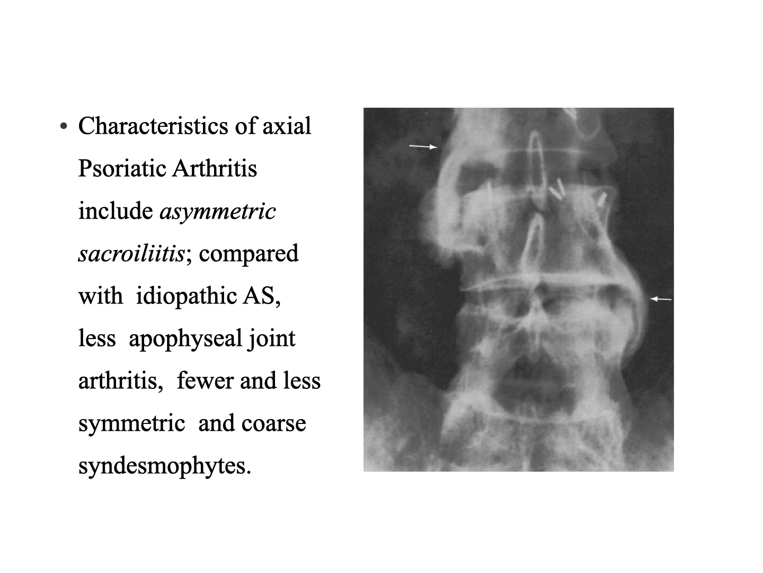In the spine, asymmetric sacroiliitis is seen compared with idiopathic ankylosing spondylitis. There is less apophyseal joint arthritis, and fewer, less symmetric and coarse syndesmophytes.